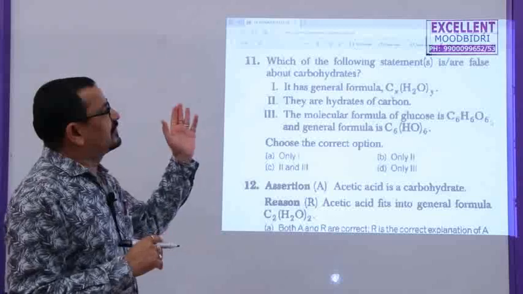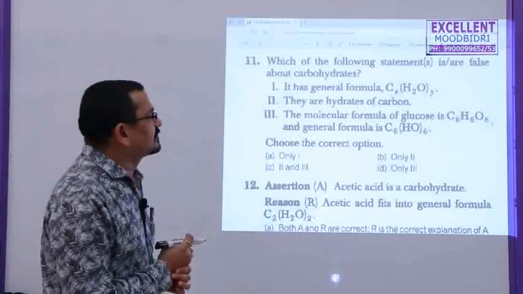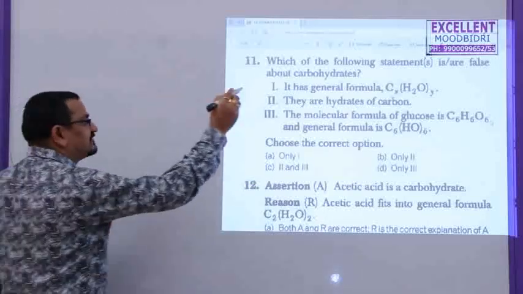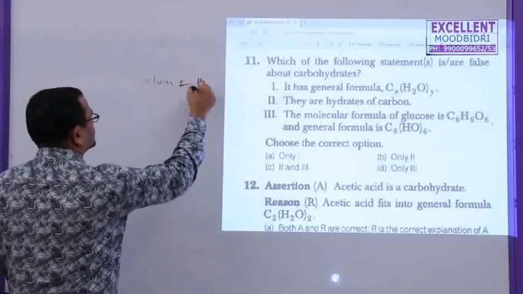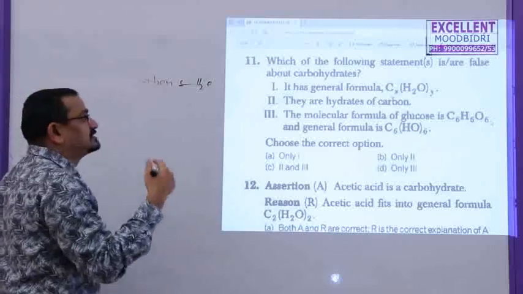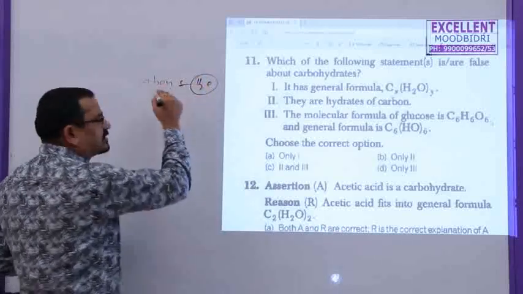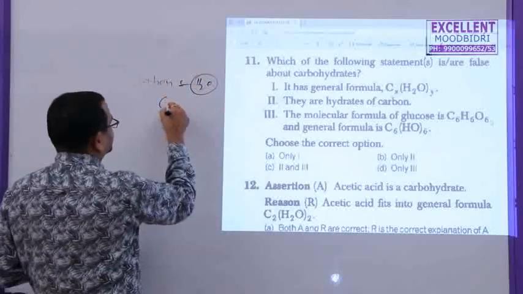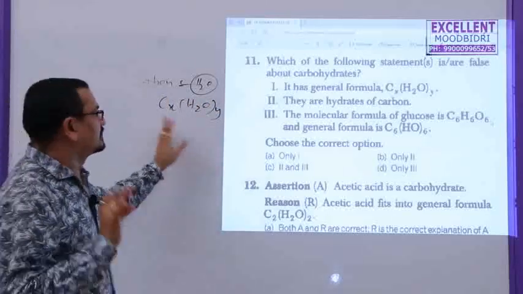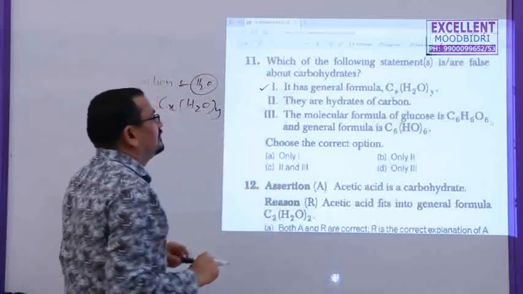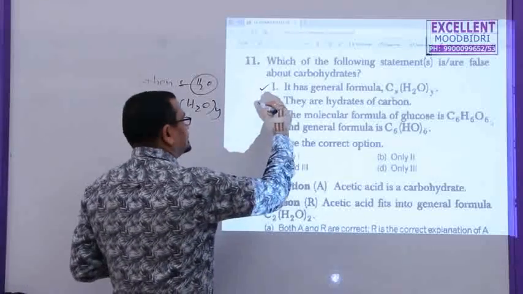Next question is, which of the following statements are false about carbohydrates? See, it has a general formula CxH2O taken Y. Because of this reason, as they contain carbon and water molecules, earlier these compounds were named as carbohydrates, hydrated carbon compounds, like that. So first option is correct. CxH2O taken Y. This was the general formula given for carbohydrates. So first one is correct. They are hydrates of carbon, exactly the same line what we discussed. Even second is also correct.